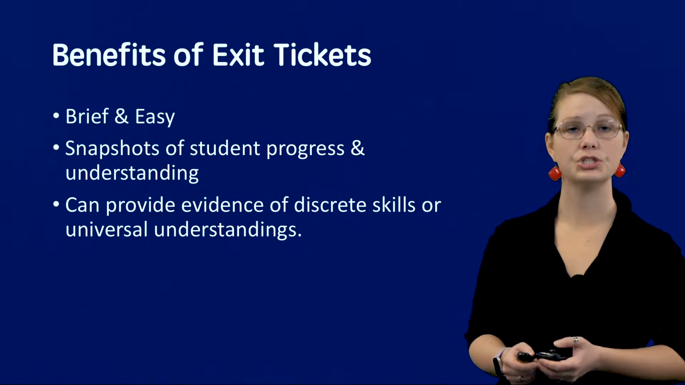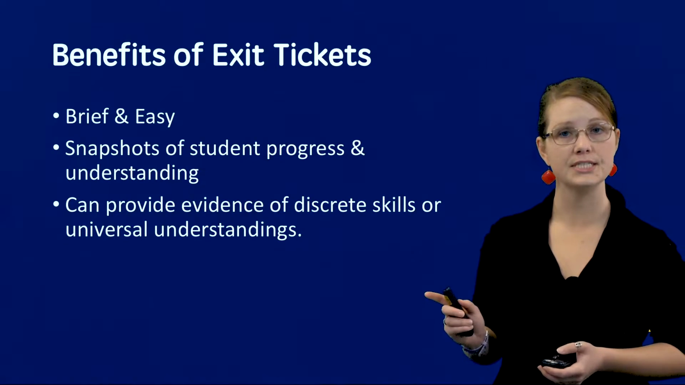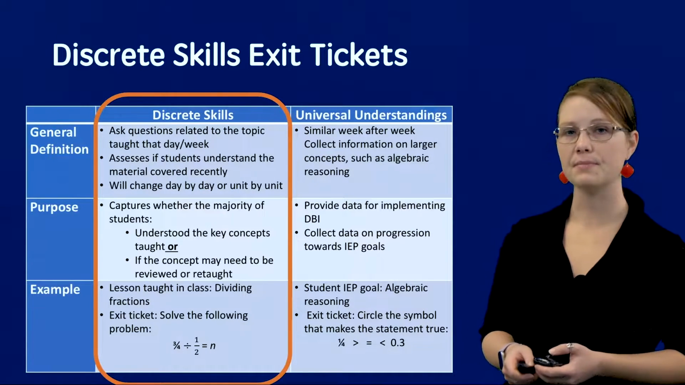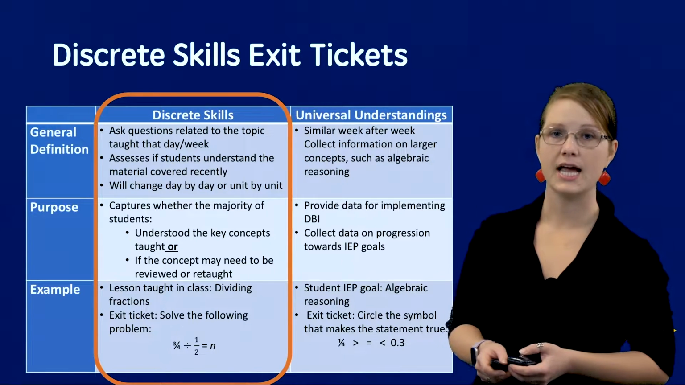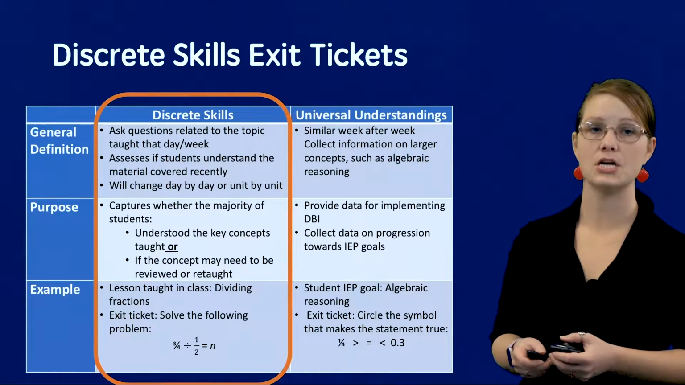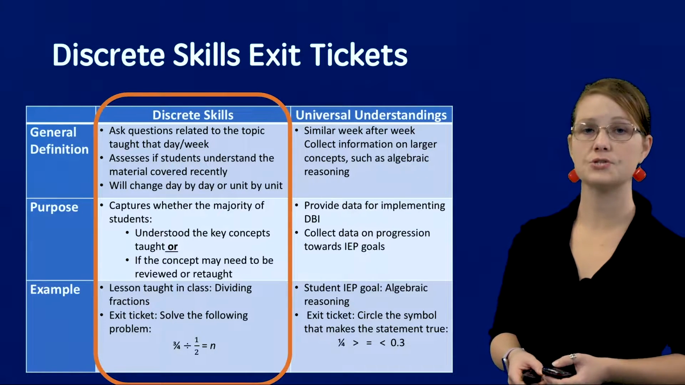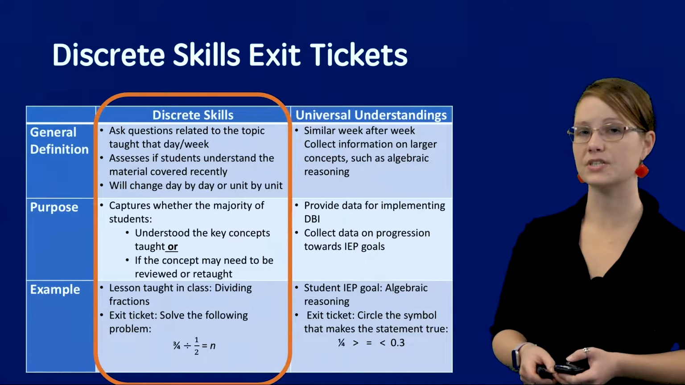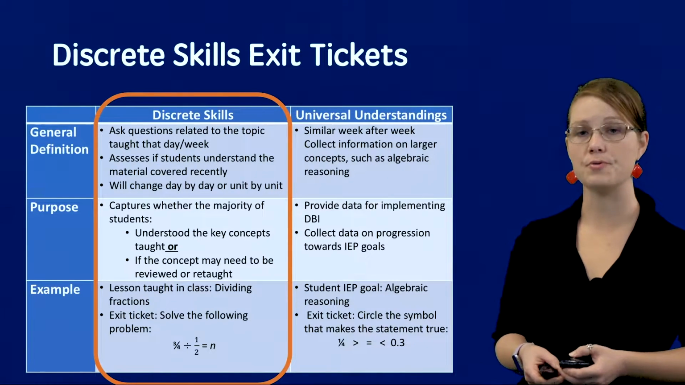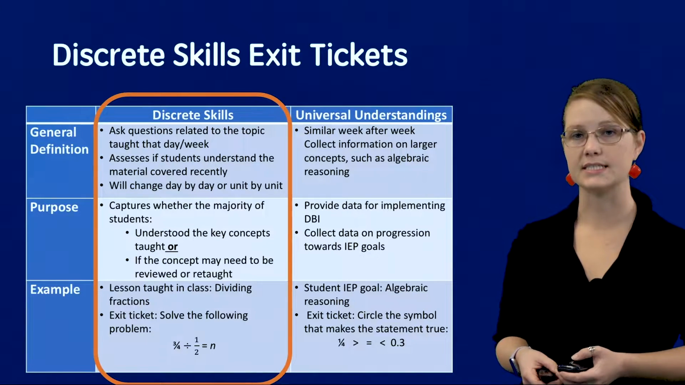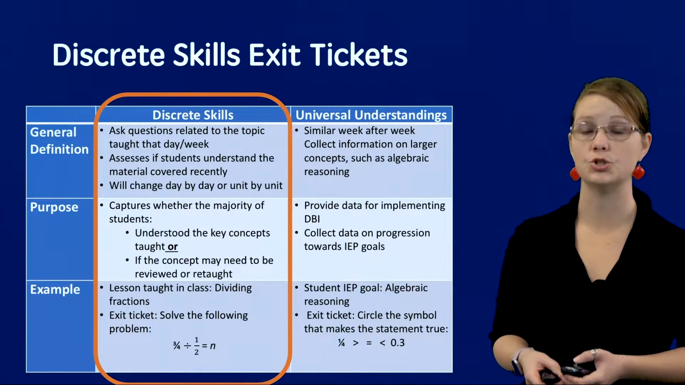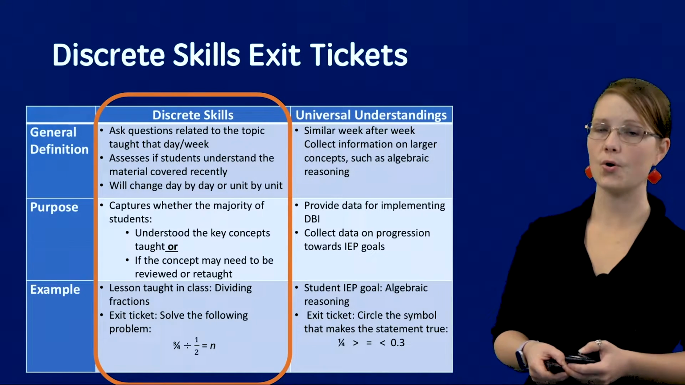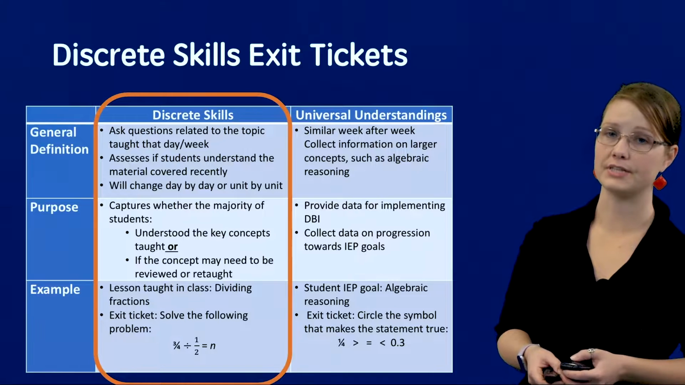Exit tickets can provide two primary forms of data: discrete skills or universal understandings. And let's get into that a little more. If I'm collecting data on discrete skills, exit tickets will ask questions related to the topic taught that day or week to assess if students understand the material covered recently. These questions will change day by day or unit by unit. Discrete skills exit tickets will capture whether the majority of students understood the key concepts taught that day in class, or whether the concept may need to be reviewed or retaught.